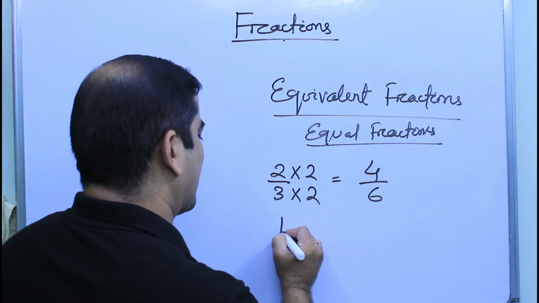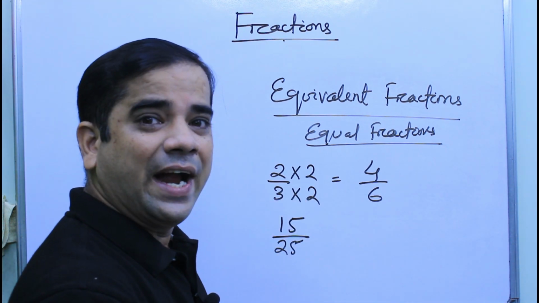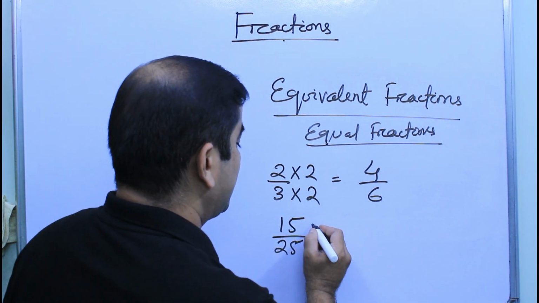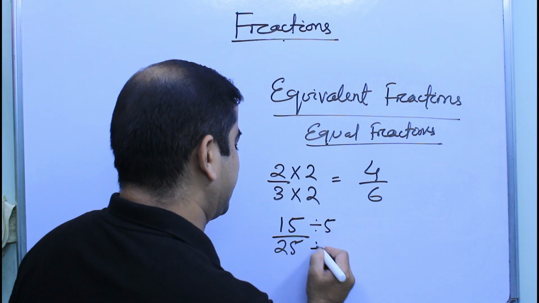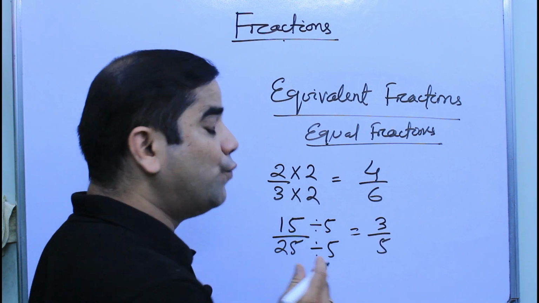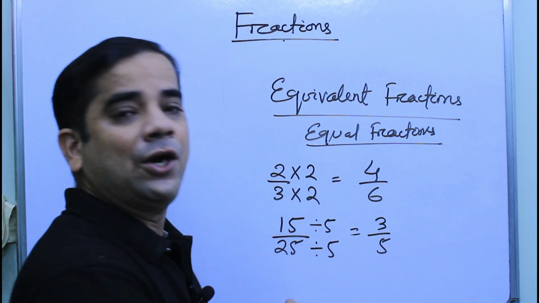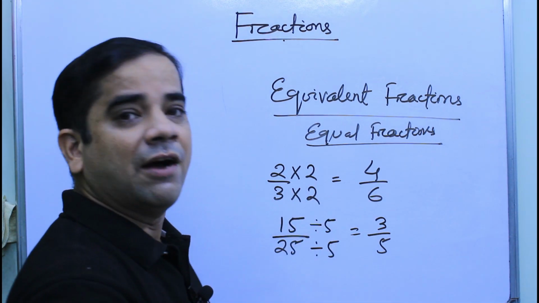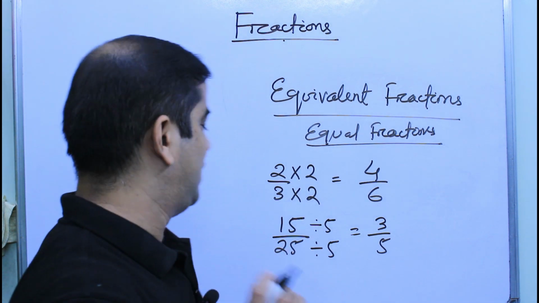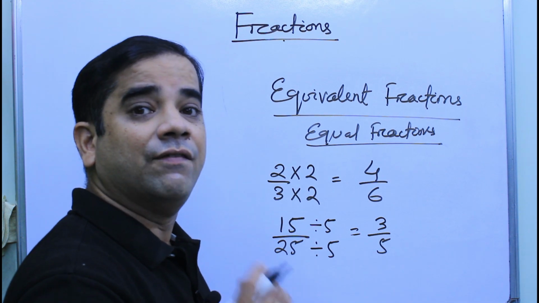Suppose I have a fraction 15 by 25. Now if I divide the numerator and the denominator by a common whole number, that is 5 in this case, I will get 3 by 5, which is an equivalent fraction for 15 by 25. They have equal value. 2 by 3 and 4 by 6, they have equal values. 3 by 5 and 15 by 25 have equal values.